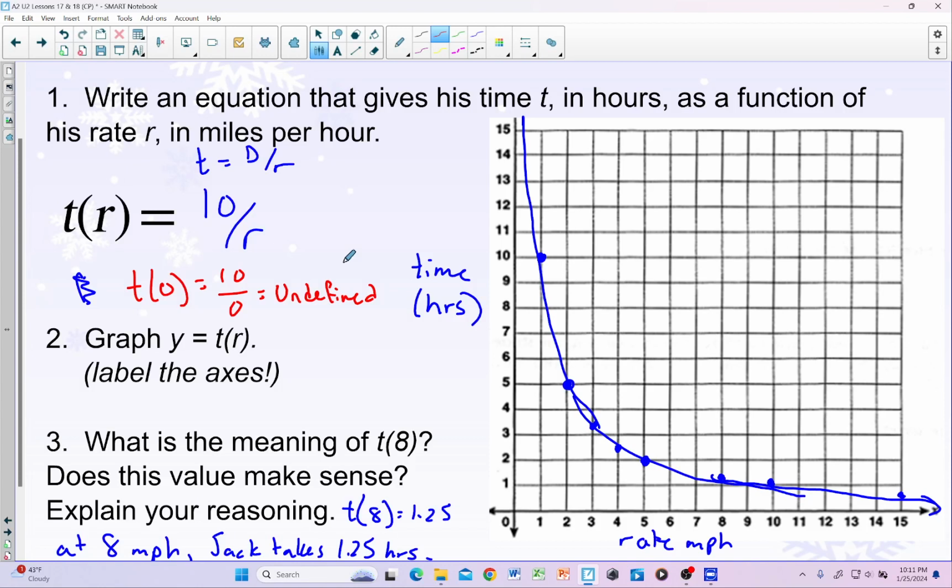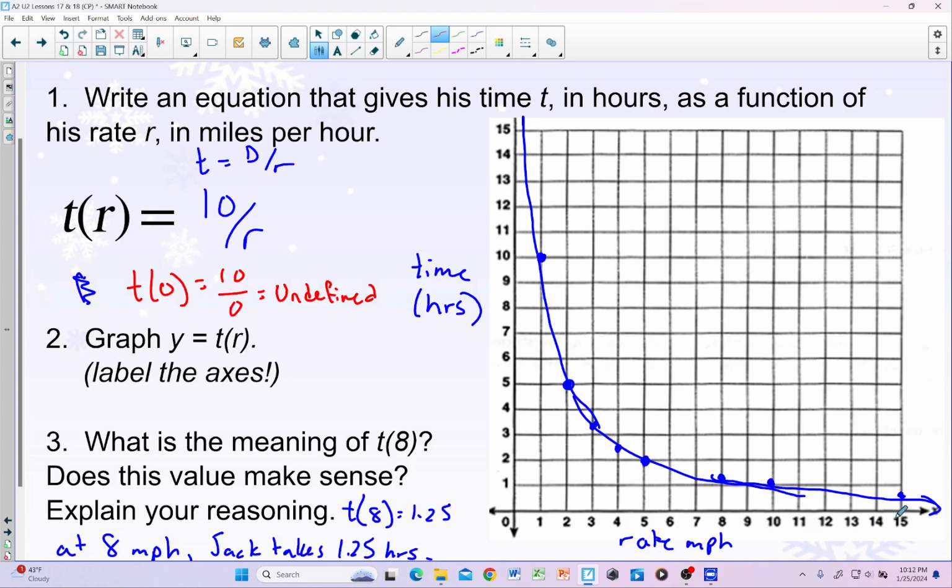Now, likewise, we could do the same on the other end. What's going to happen the faster he goes? The faster he goes, he's going to take less and less time, right? We could say he travels 15, 30, 50, 60, 70 miles an hour. It's pretty fast on a bike.